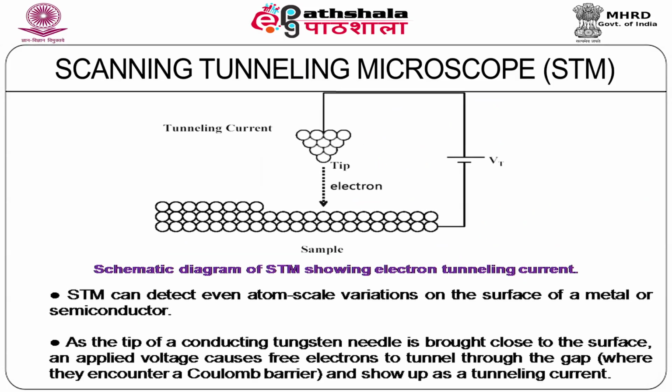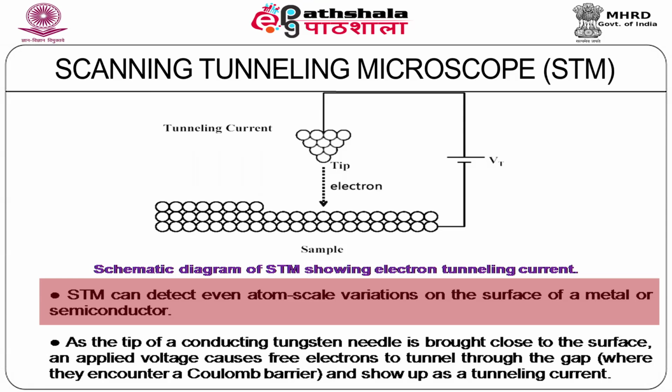This is a practical application of quantum mechanical tunneling. This is based on tunneling current. You can see in the diagram, the STM can detect even atom scale variations on the surface of a metal or semiconductor. Well, if you have a plane, like the top of a table might appear to you as plane, but it may have atom scale variations.